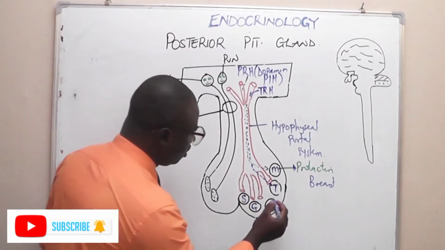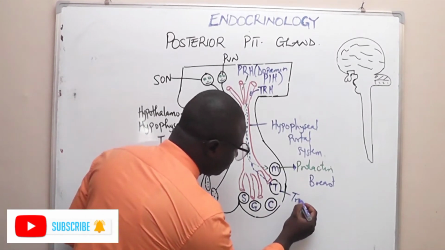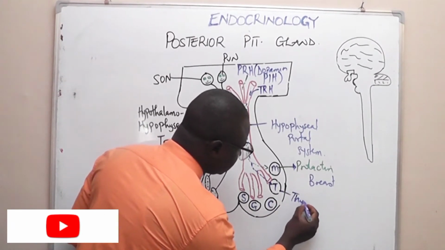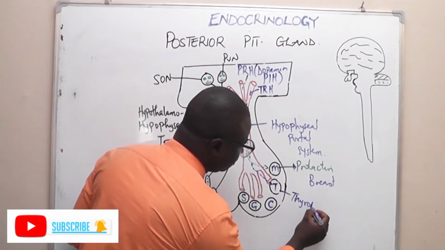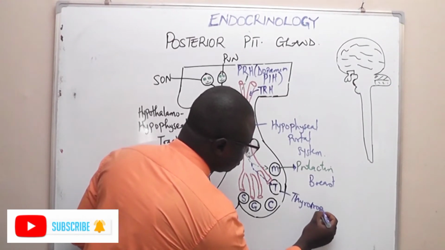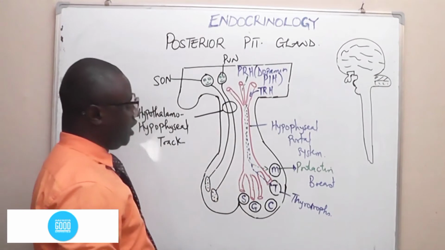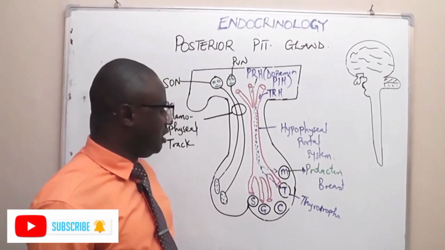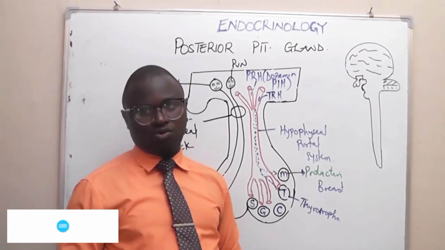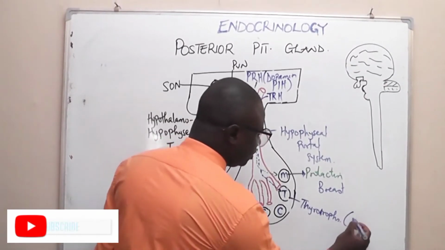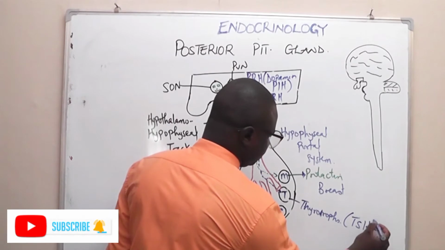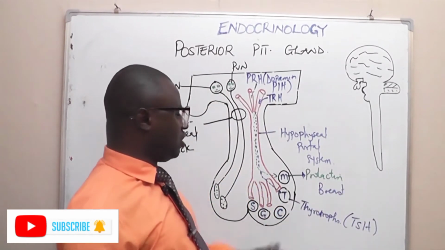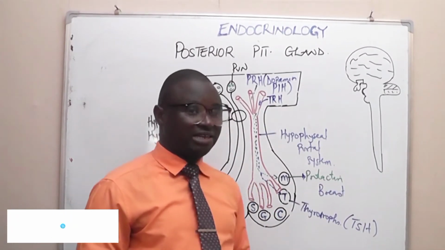What are these cells called? They are called thyrotrophs. Now these cells, thyrotrophs, actually produce thyroid stimulating hormone. What do they produce? They produce TSH. We'll look at this in detail when we're looking at the thyroid gland.